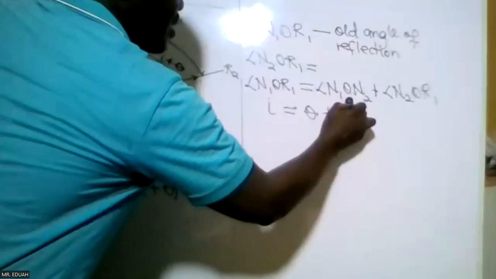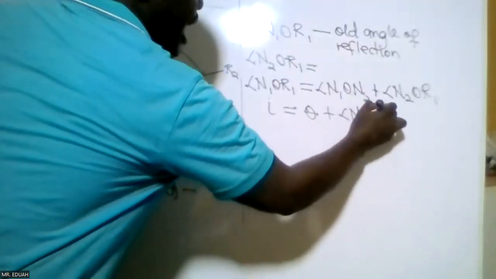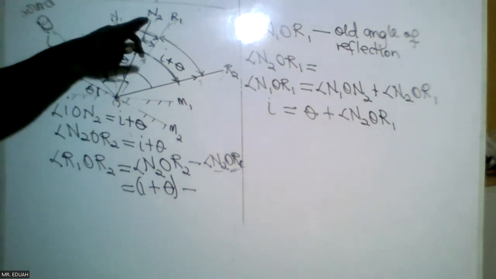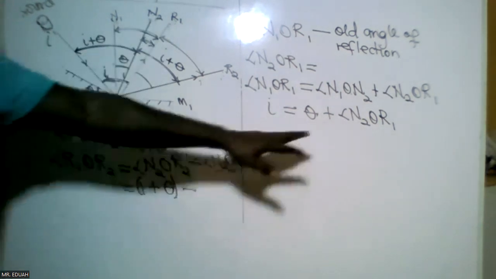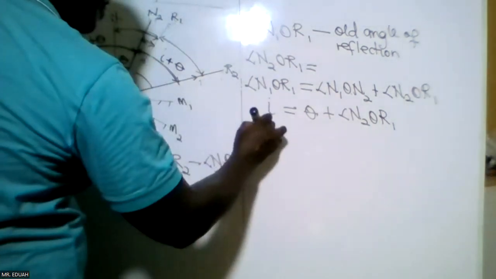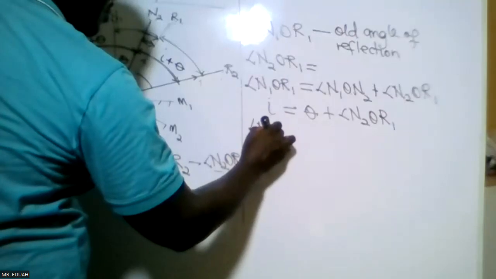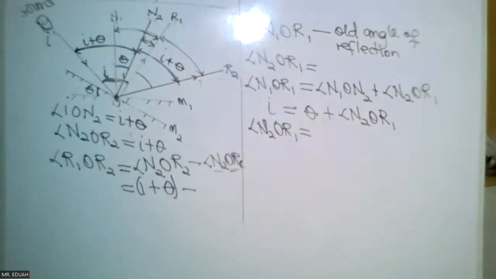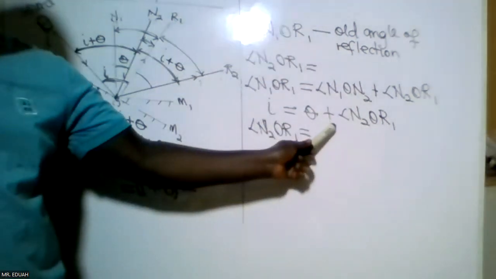So make angle N2OR1 the subject. Make angle N2OR1 the subject from here. That is equal to I plus theta. No, open your eyes. That is what we have.